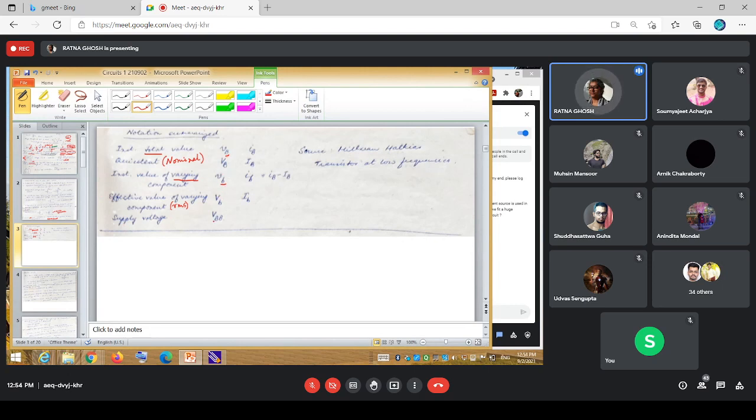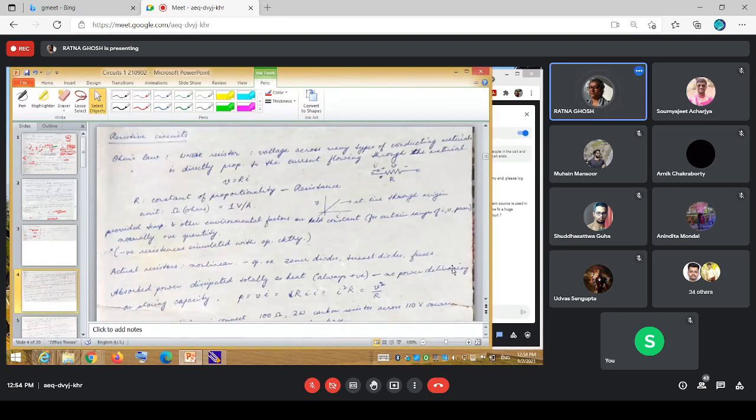Supply voltage is denoted by capital V, because supply voltage is typically a DC voltage that you provide, on top of which there is the AC variation, which we use either for the gain or for various other purposes. So that is capital V, and typical notation is double subscript, VCC, VBB, that way. So this is about the notation.